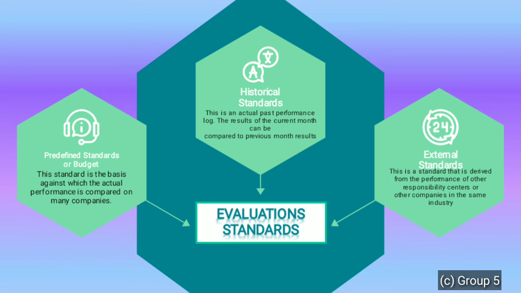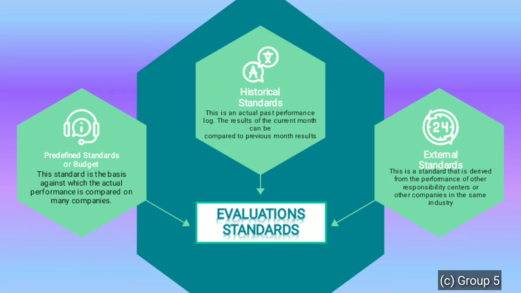And now, I will continue to explain about the evaluation standards. In a management control system, a formal standard is used in the evaluation of reports on actual activities, and evaluation standards consist of three types. The first is predefined standards or budget. This standard is the basis against which the actual performance is compared in many companies. Actually, when carefully prepared and coordinated, it is a superior standard.